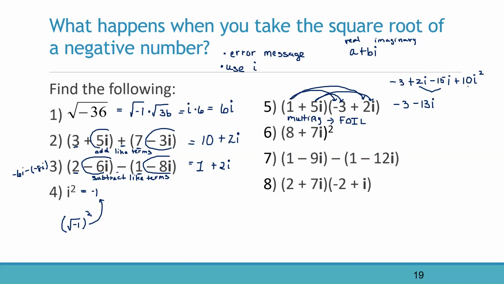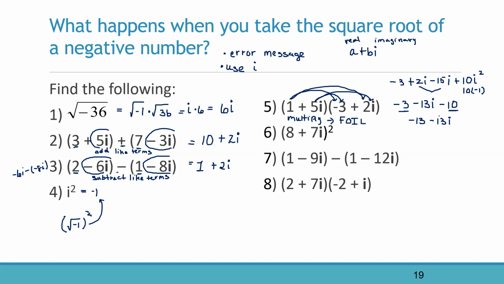But I have to remember that i squared is negative 1. So this one is really 10 times negative 1, because i squared is negative 1. And if I multiply them, I then have minus 10. Now, I have a real part at the beginning and a real part at the end. I must combine those like terms, and so I have negative 13 minus 13i.